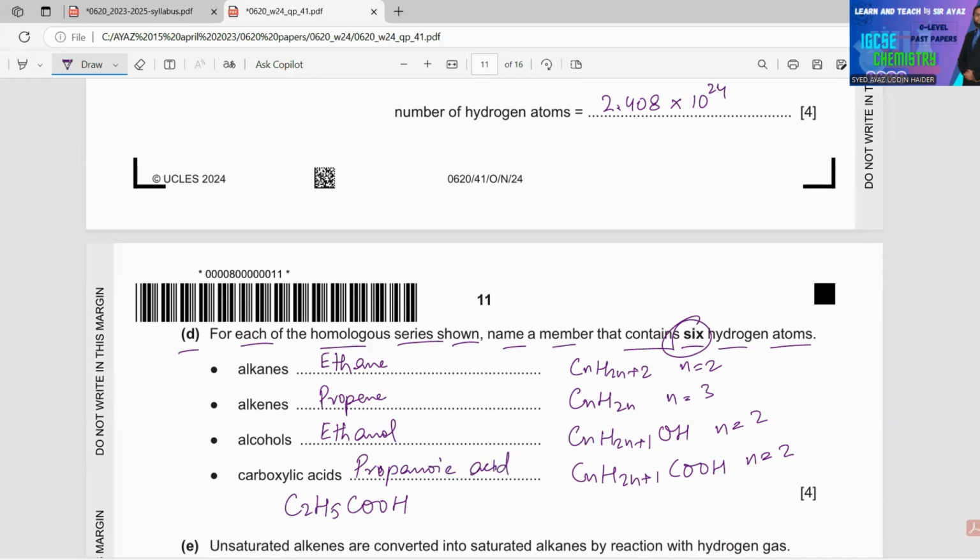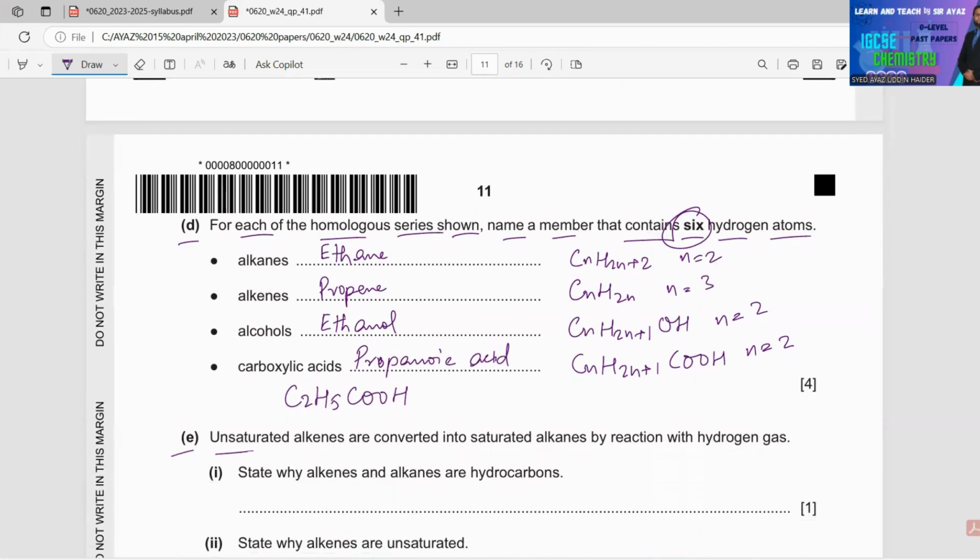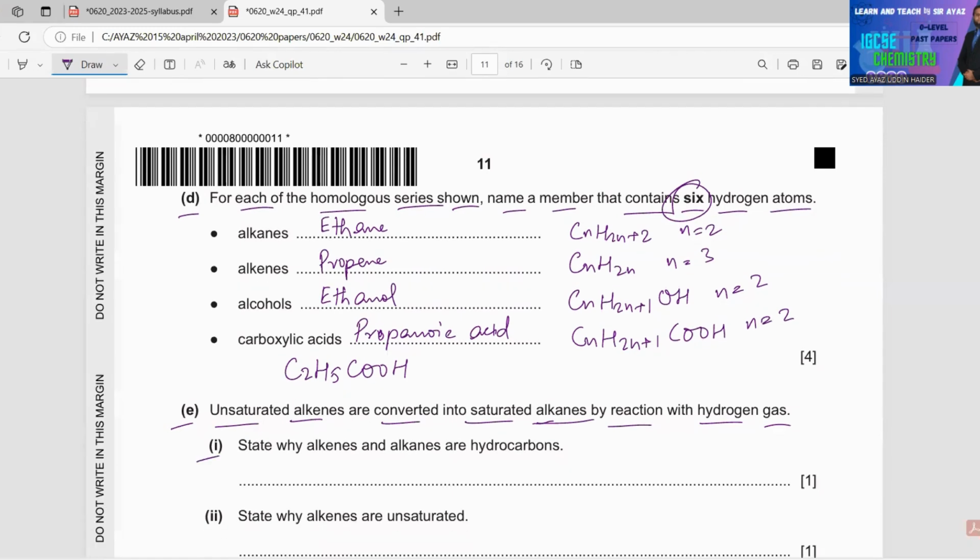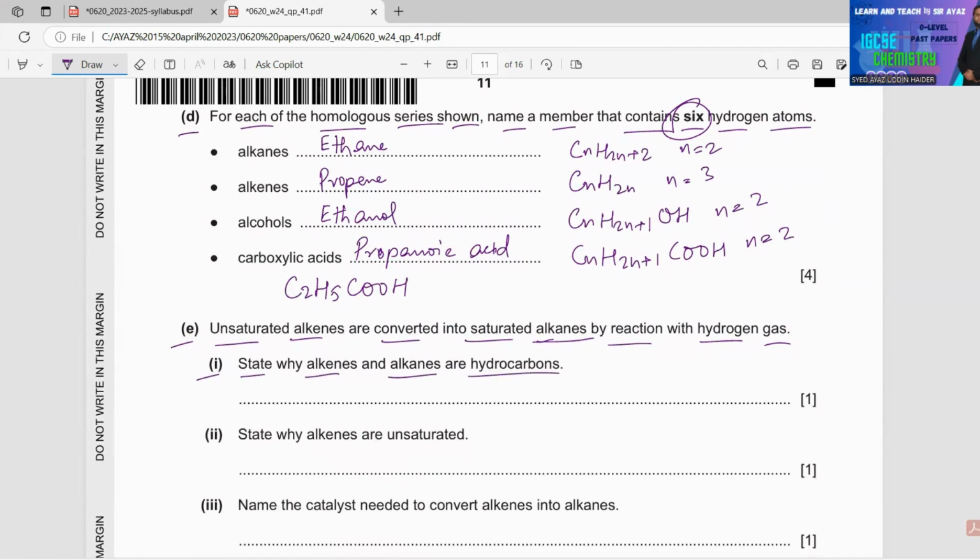Propanoic acid. Part E. Unsaturated alkenes are converted into saturated alkanes by reaction with hydrogen gas. Number 1, state why alkenes and alkanes are hydrocarbons. They contain hydrogen and carbon atoms only. Contain hydrogen and carbon only.